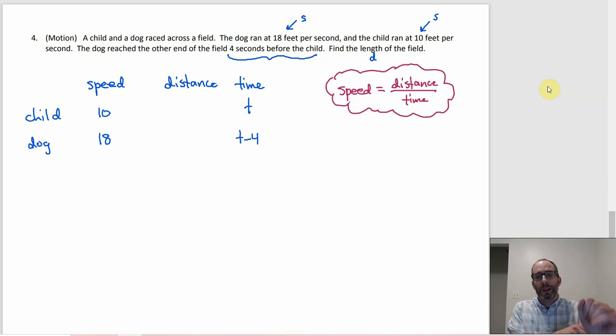The other thing is, we don't know what the distance is, but we do know it's the same because they're running across the same field. The amount of ground they cover should be identical. So if that distance is d, this distance is also d. Okay, so I think we're just about set up.